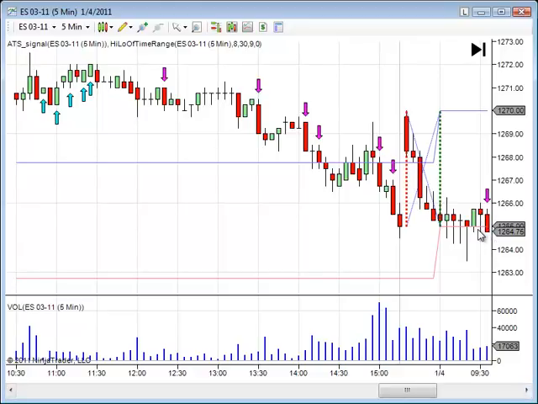We have a bar that closes below the range of the opening 30 minutes. We have the ATS signal with the down arrow here. Let's take a look at the third element, the volume. Down here we see volume is increasing.